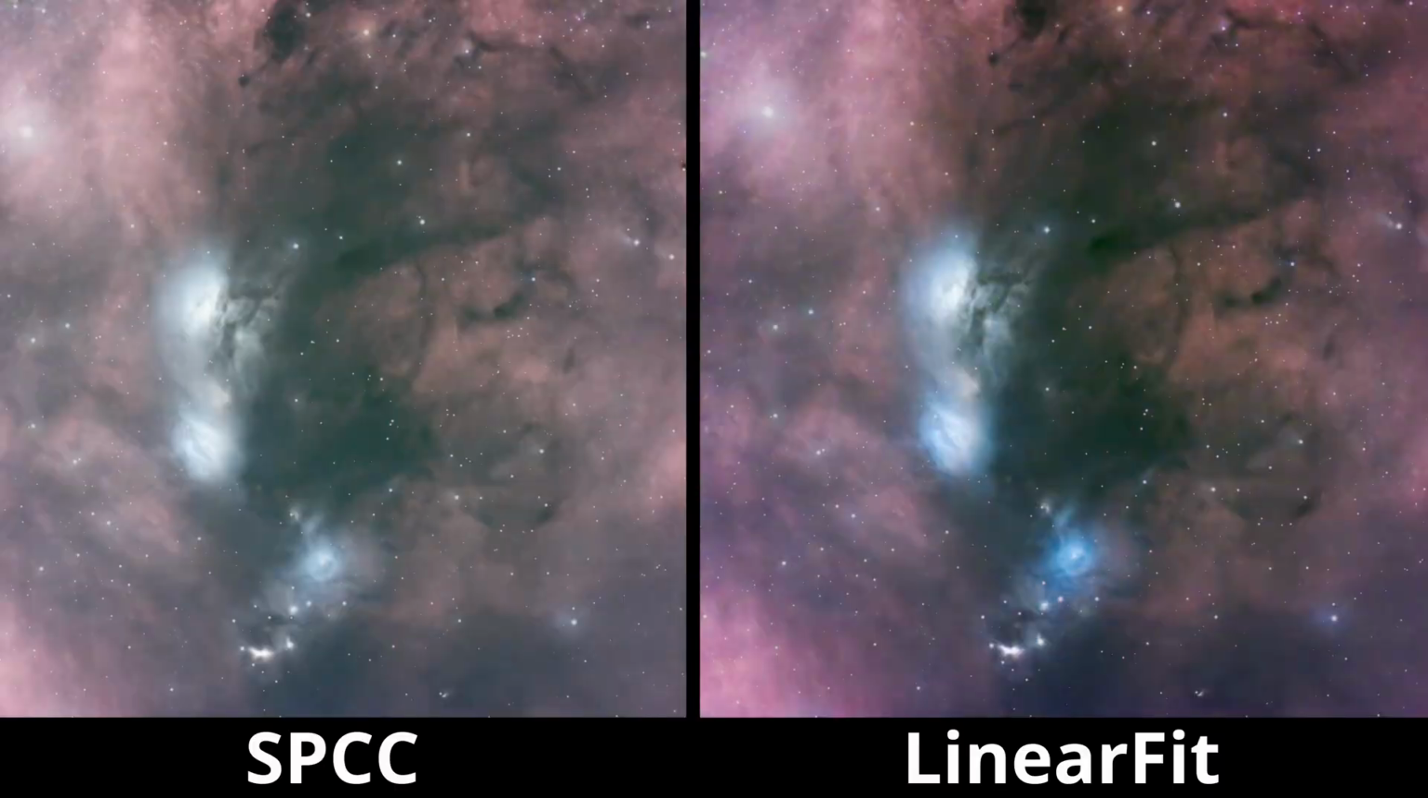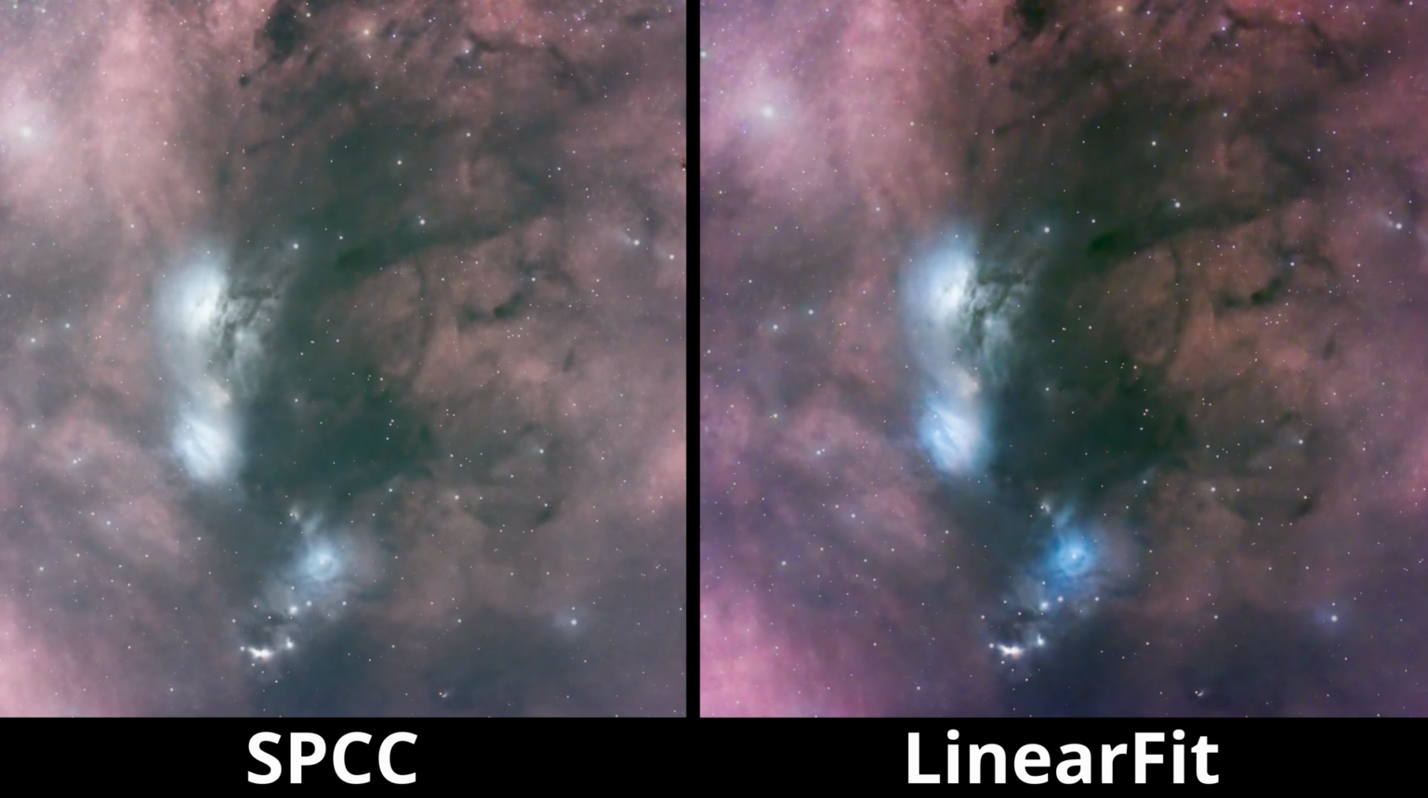So anyway, if you've been disappointed with the colors that you get from SPCC, especially the pale washed out colors like you see in the left, don't fret, you're not the only one. You can get more intense coloration, especially for DSOs like nebulae, by using the linear fit tool.